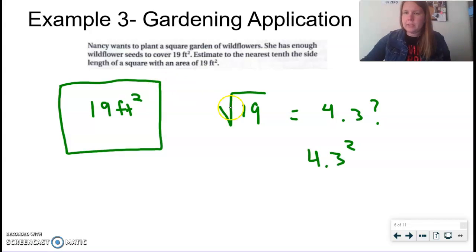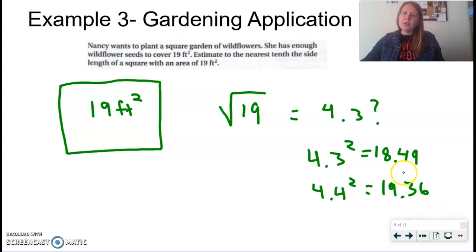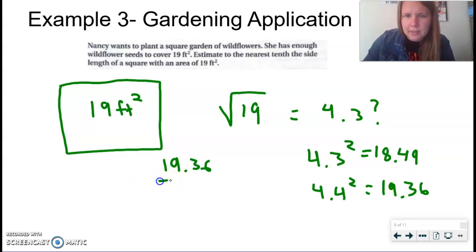All right, 4.3 squared gives me 18.49. So I'm pretty darn close. Let's see what 4.4 gives me. 4.4 squared gives me 19.36. So I want to know which one's actually closer to 19. I want it as close to 19 as I can. 19.36 minus 19, so it's off by 0.36.